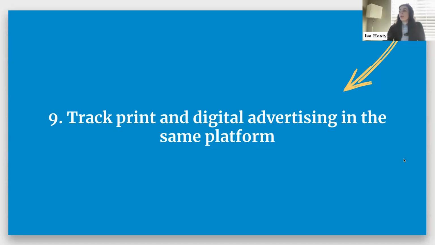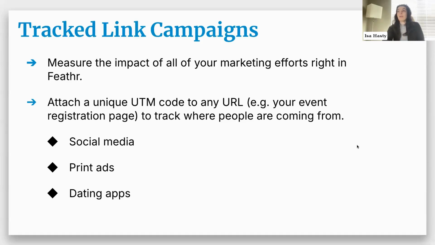So we're not knocking print advertising, but it's really cool to be able to actually bring the data about your print ad campaigns into the same platform where you're tracking other things. And Feathr offers a campaign type called tracked links, which lets you do this. So this basically lets you measure the impact of all of your marketing efforts in the same platform by attaching a unique UTM code to any URL. So if that's your event registration page, you attach a unique custom tracking code to that URL. And so anywhere that you're using that, you're going to be able to see where people came to your event page from.